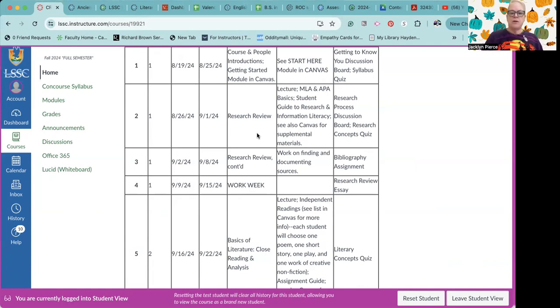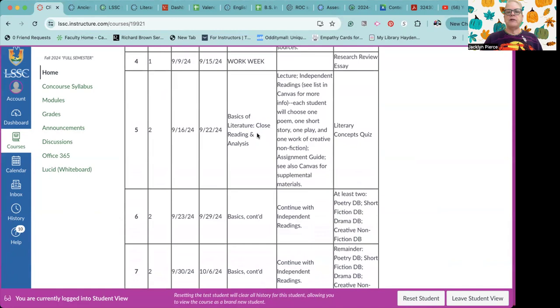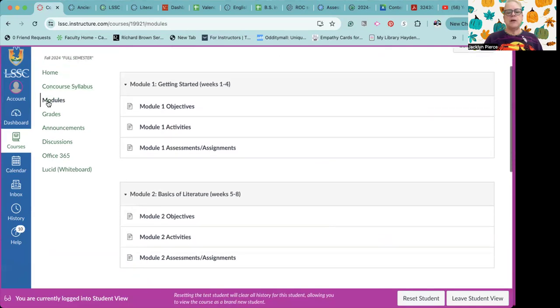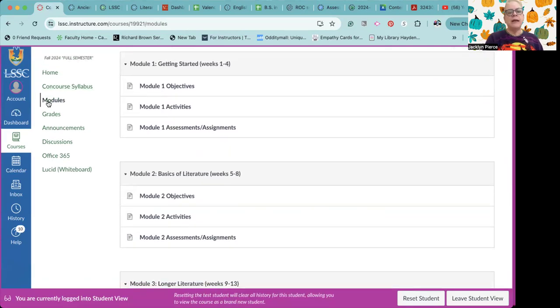So this week we are switching gears a little bit and going more into actual literature. We're going to be looking this week at the basics of literature, and you have only one assignment, which is the literary concepts quiz after you have looked at the materials. So let's look at the course module and see what is there. We are finally in module 2. Yay, we're moving forward. Weeks 5 through 8 are module 2, the basics of literature.